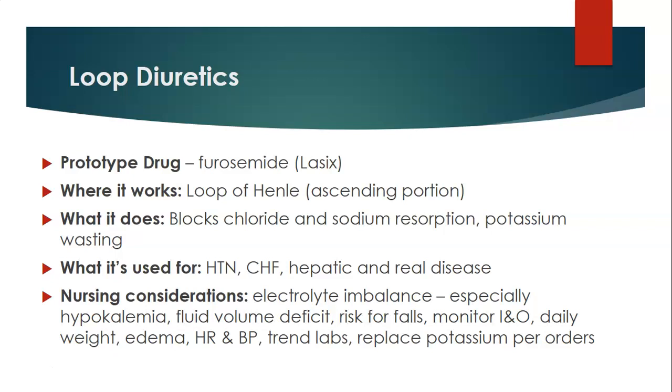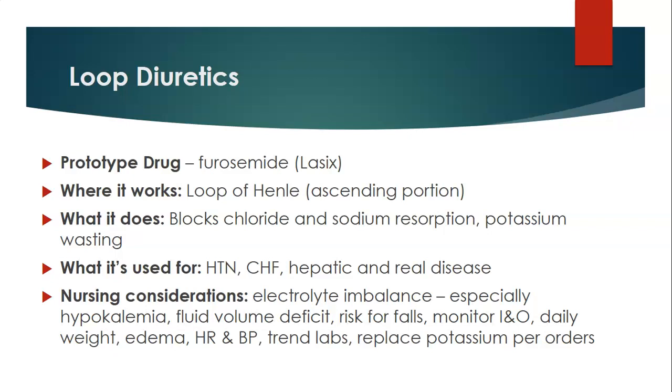So furosemide works in the loop of Henle. It is a loop diuretic. It works in the ascending portion of that loop. It works to block chloride and sodium reabsorption, and it promotes potassium wasting. We will usually see this used for hypertension, congestive heart failure, and certain hepatic and renal diseases.